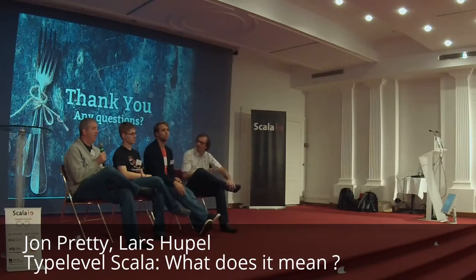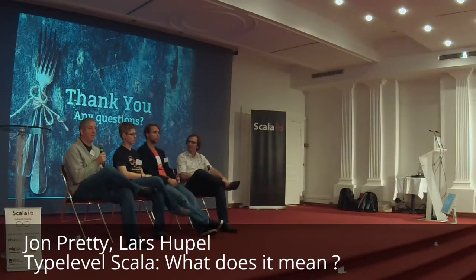So Dotty is the dependent object typing compiler that Martin is putzing around with, and it's not necessarily where Scala is going.